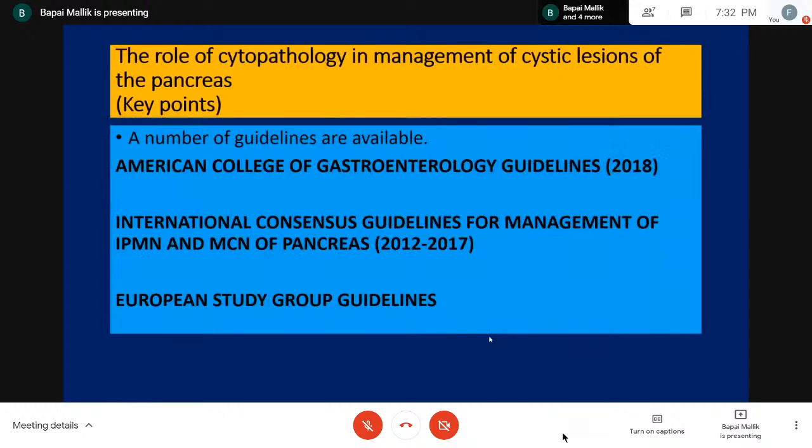So first of all, what is the role of cytopathology in the management of cystic lesions of the pancreas? In order to understand that, we need to remember that there are a number of guidelines available which deal with the management protocols in cystic lesions of the pancreas, and these are some of the guidelines. It doesn't necessarily mean that all these guidelines agree with each other. There are significant differences, but this is just to give you an idea that there are a number of guidelines. And according to all these guidelines, cytology plays an extremely important role in the decision-making process.